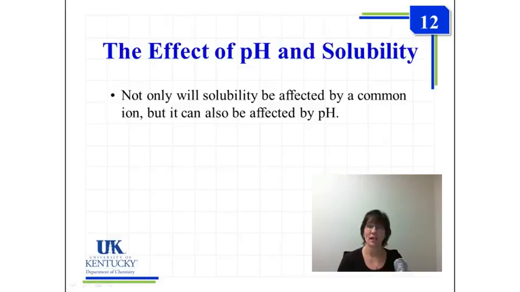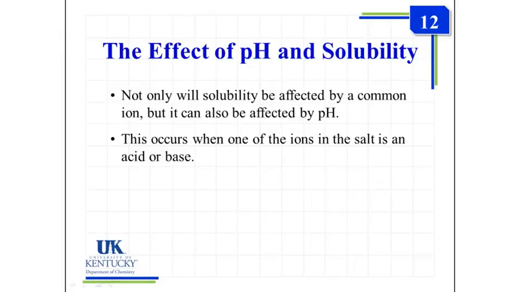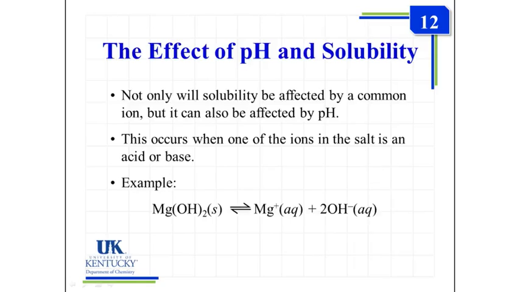In the previous learning objective, we learned that a common ion always decreases the solubility of an insoluble salt. In this learning objective, we're going to determine when and how pH affects the solubility of a salt. This is going to occur if one of the ions in the salt is an acid or a base. So here's an example. This will be a very simplistic example, but we'll expand it to more complicated examples.